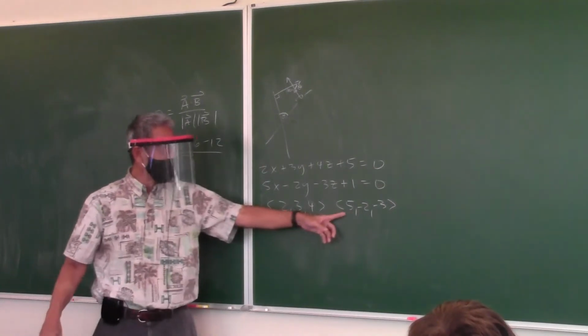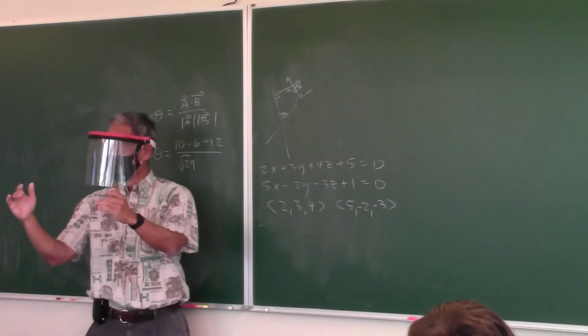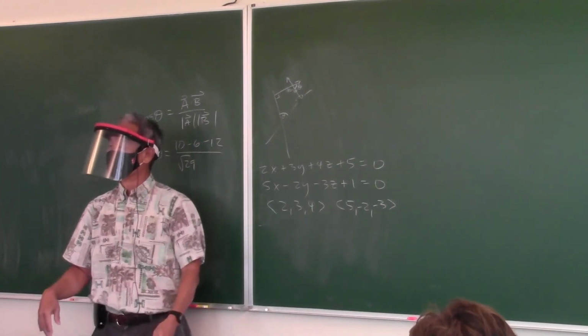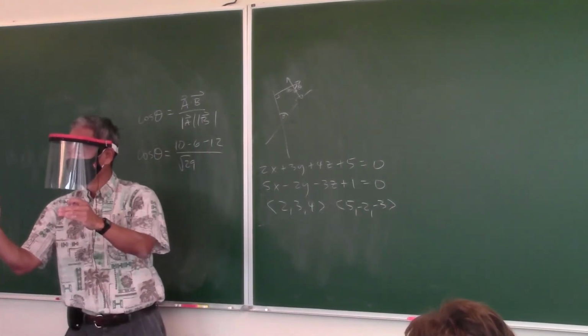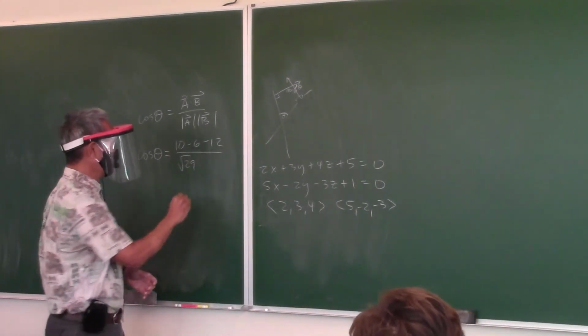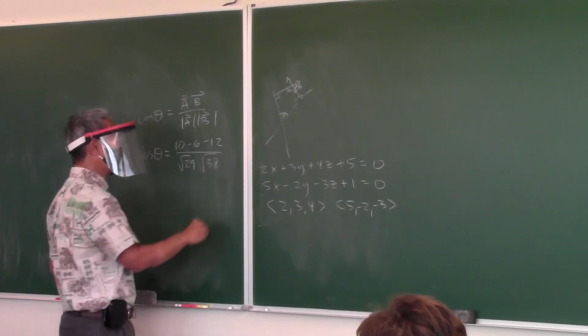129. And the other way, what is the length of this vector? Wait, I'll give you time to think. Square root of 38. Yeah, there you go. See, you guys can do it.